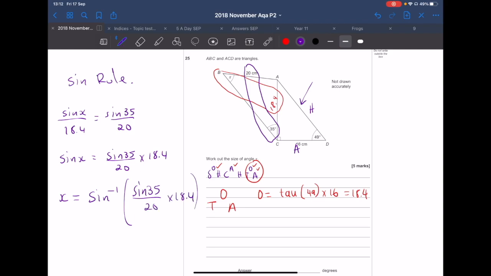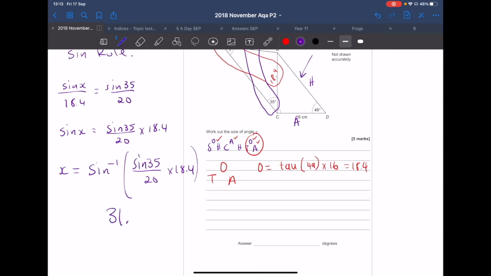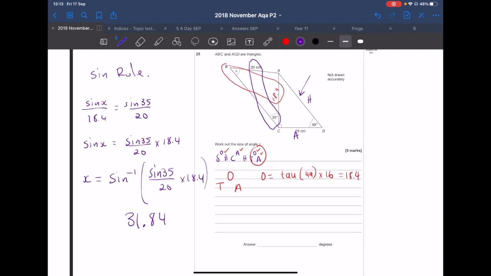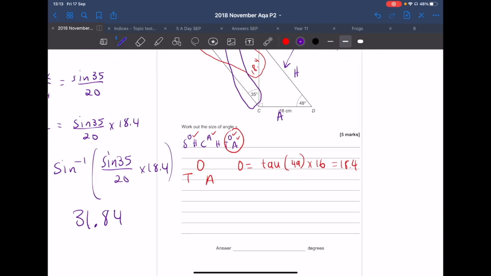And I'll type this on my calculator. Sin 35 over 20 times 18.4. Close my bracket. That gives us 31.8. It says work out the size of angle x, so it's not giving us any description. So anything between 31.8 to 31.9 could be acceptable for degrees for you guys.